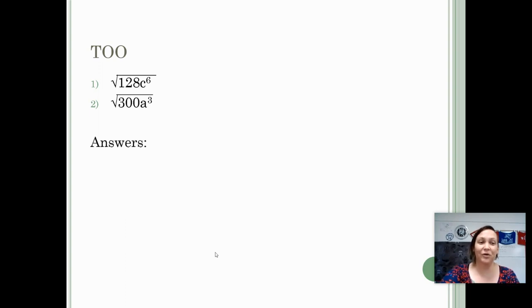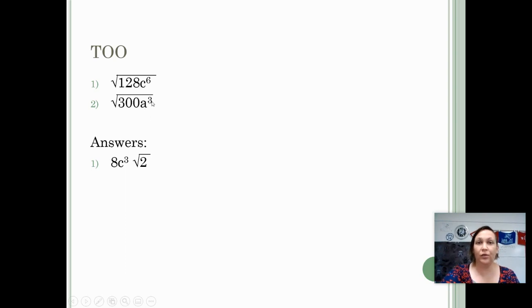All right, for number 1, I got 8 c to the third on the outside, and then the square root of 2. Look, 6 divided by 2 is 3. Let's look at the second one.